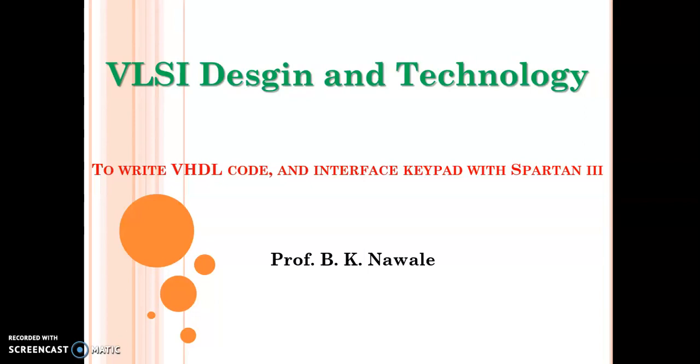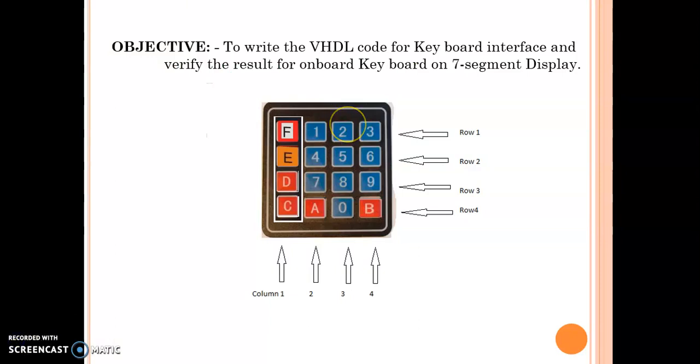In this experiment we will write VHDL code to interface a keypad with the Spartan 3 FPGA board. The main objective of this experiment is to write the VHDL code for keypad interfacing and verify the result with the help of the on-board 7-segment display.